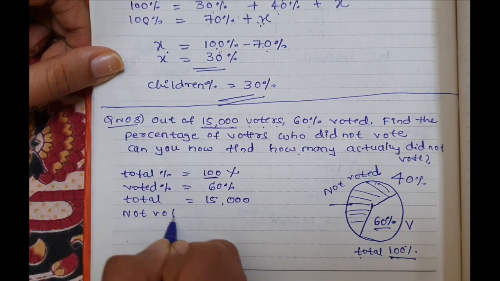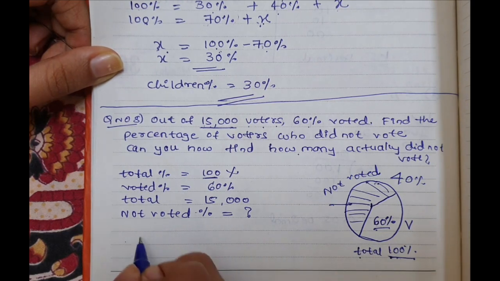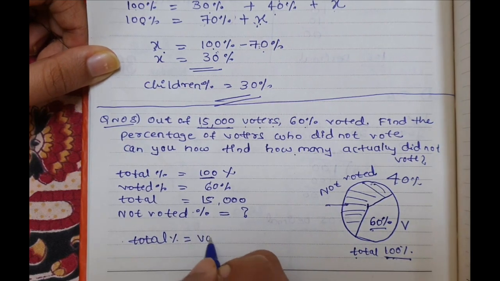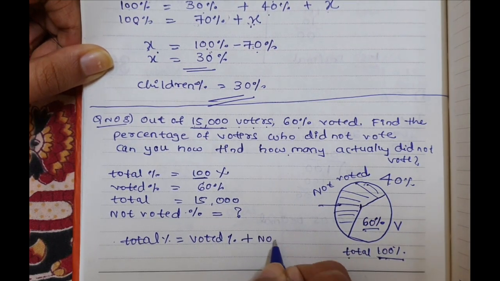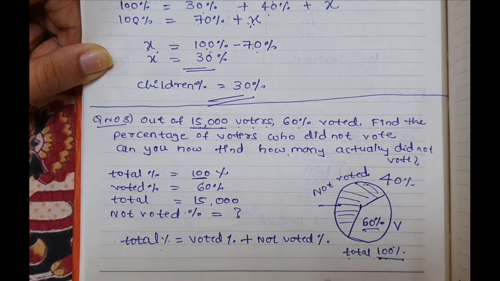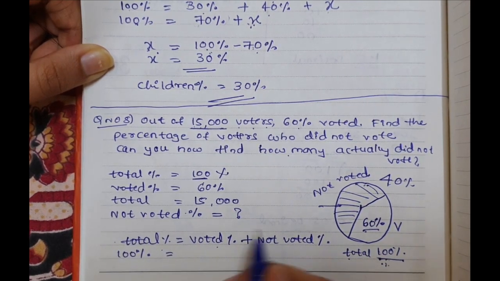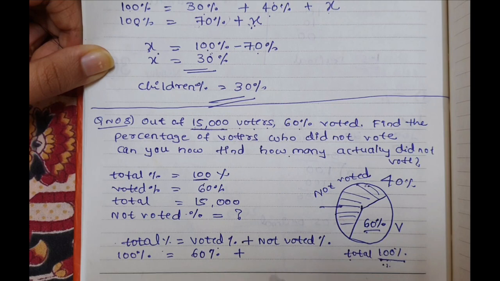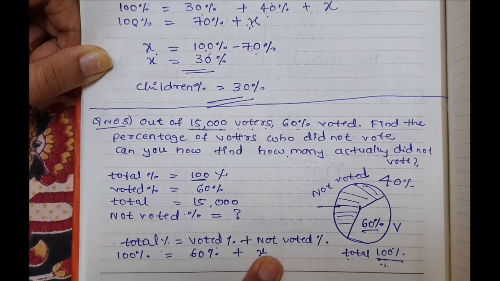Let me write it as not voted. Not voted percentage equals how much? Okay. The total percentage will consist of voters who have voted as well as not voted, right? Not voted percentage. Total is how much? Total is 100%. 100% equals voted, which is 60%, and not voted, which we have not calculated yet. So let me put it as X.